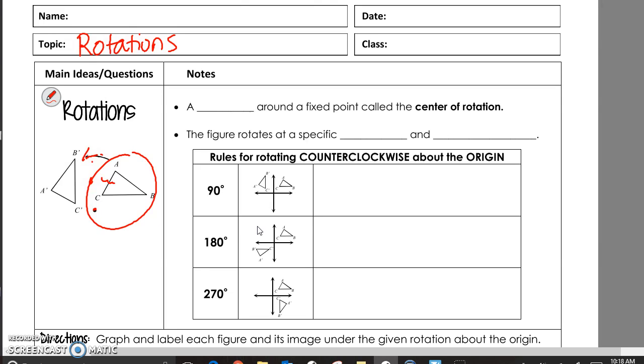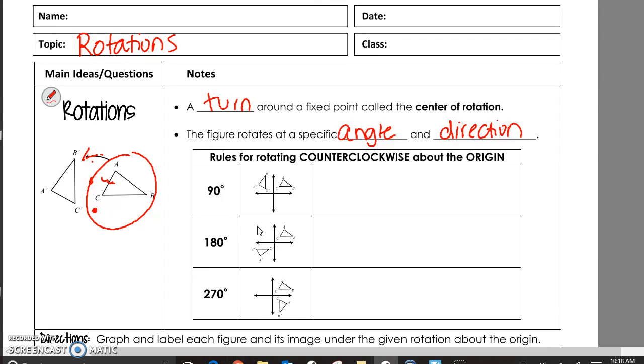So we're not going to actually have to count any, okay? I'm going to give you some hints of how to do this. So a rotation is a turn around a fixed point called the center of rotation. And that is this point here. That's that center of rotation. So the figure rotates at a specific angle and direction. And we're going to talk about those angles and directions.